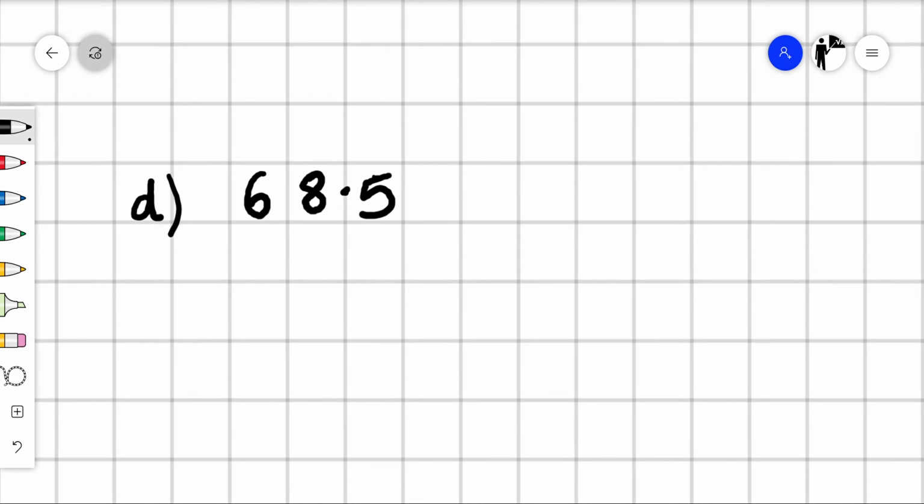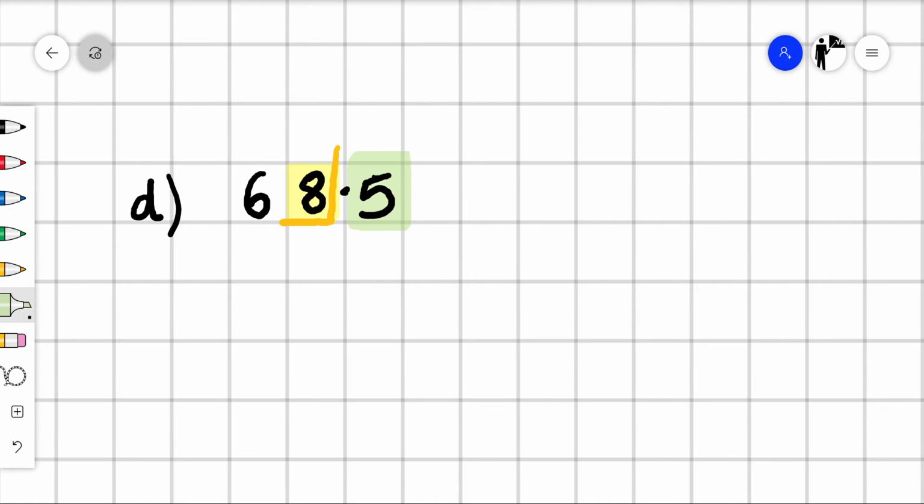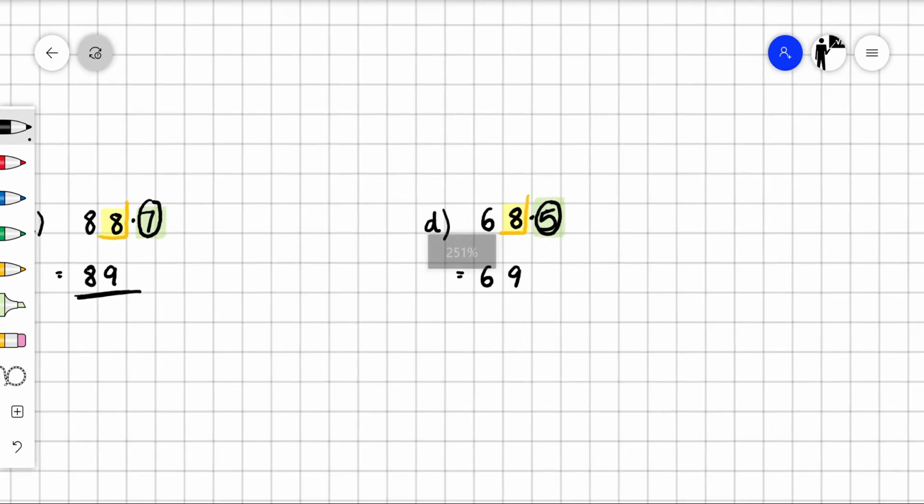Example D, 68.5. So we're doing this to the nearest unit. I'm going to put the backwards L around my unit column, the nearest whole number. Okay, so this 8 will stay an 8 or go up by 1, and it depends on this number here. Because this number here is 5 or more, the 8 will become a 9, so 69. Okay, so 68.5 would get rounded to 69. It's a convention that if we're exactly halfway, we round up. Okay, so that's if we're rounding to the nearest whole number.